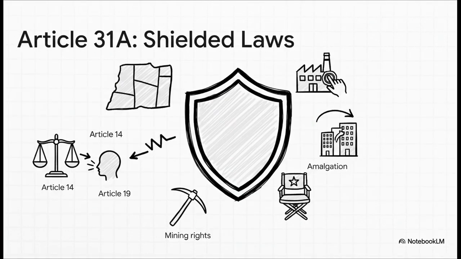So let's look at Article 31A. Think of it like a shield. It protected 5 specific categories of laws. So if a law was about, say, taking over zamindari estates or mismanaged companies, it was now totally immune from being challenged on the grounds that it violated fundamental rights like equality or freedom.